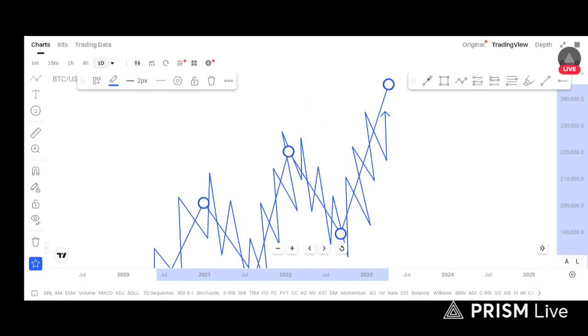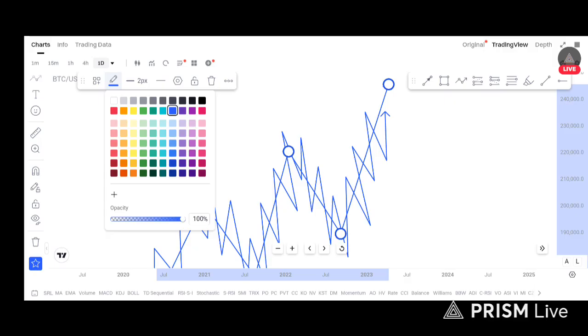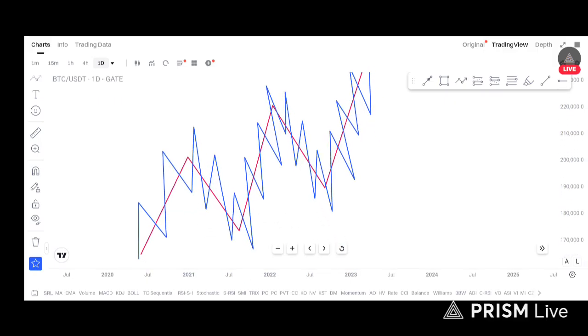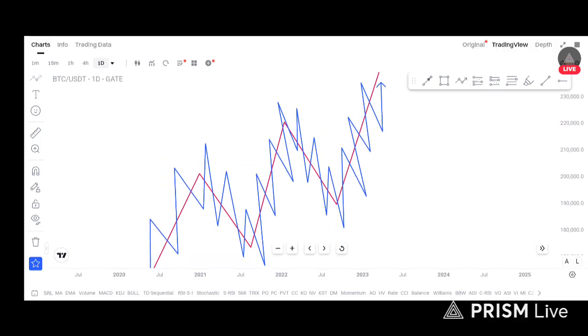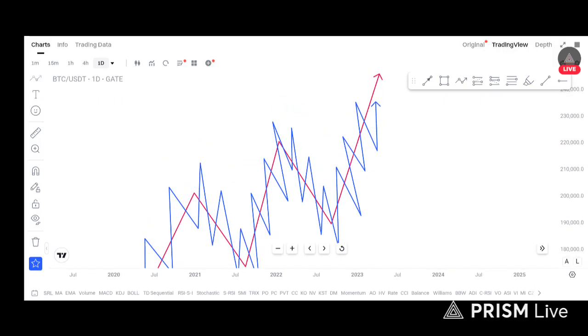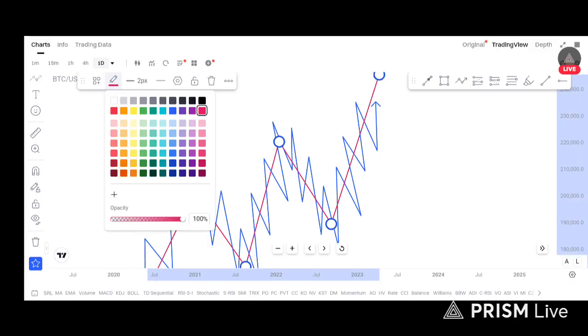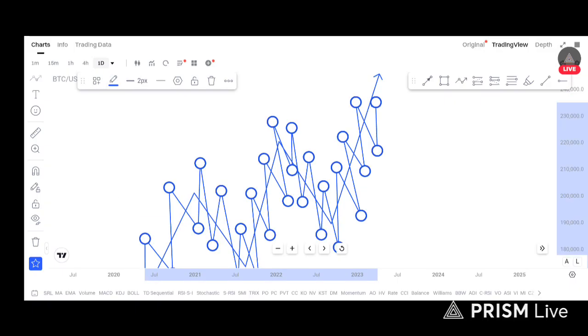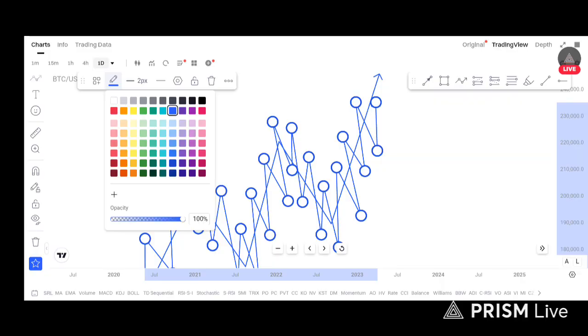So let's change this to note that the red one is our daily time frame. Okay, let's make the daily the blue one, then the 4 hour should be red. All right, it is a bit better now.